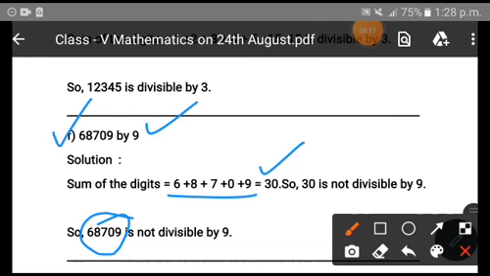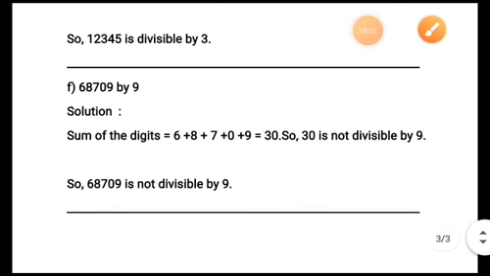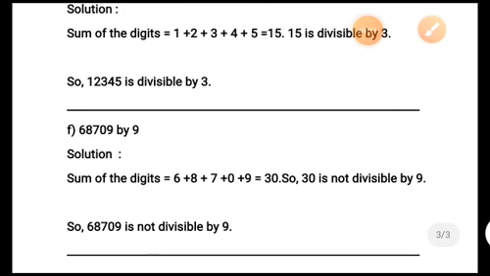So we can check any kind of big numbers, whether it is divisible by any particular given number or not, by using the rule of divisibility. So you need to learn the rules of divisibility of 2, 3, 5, 9 and 10. Okay, then only you will be able to understand whether a particular number is divisible by the given number or not. Okay children, so learn the rules properly and work out the given sums in your classwork notebook.